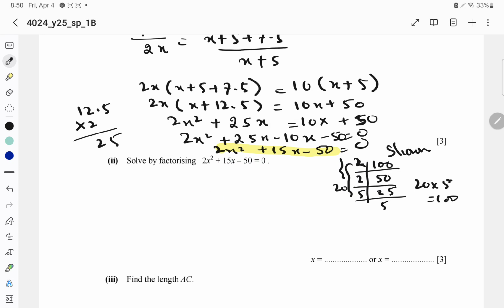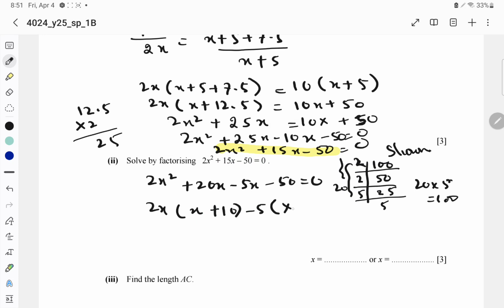All right. So 2x square plus 20x minus 5x minus 50 equals 0. 2x common, x plus 10; minus 5 common, x plus 10 equals 0. x plus 10 and 2x minus 5 equals 0.